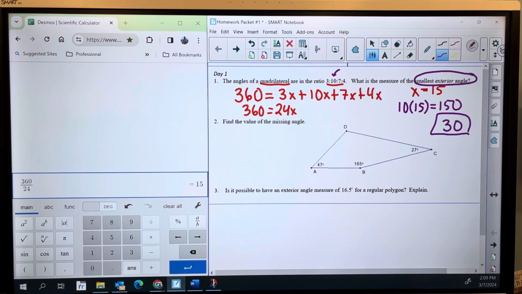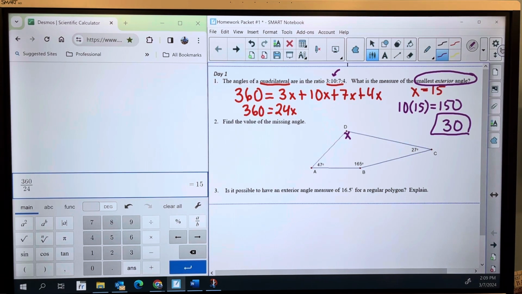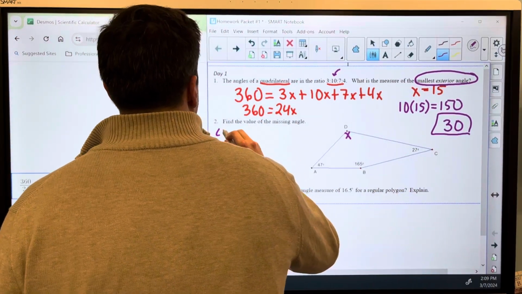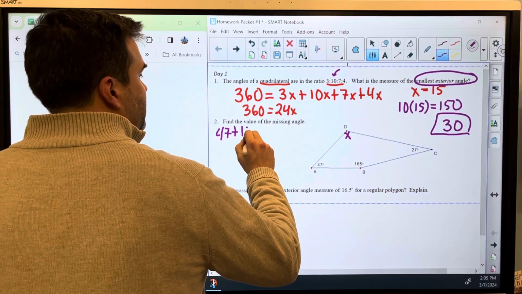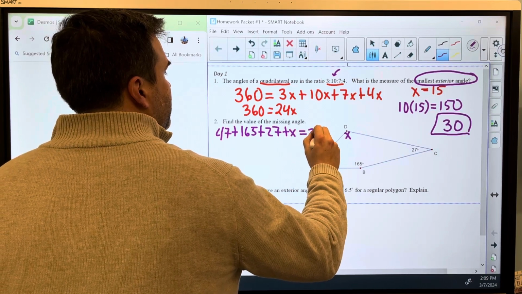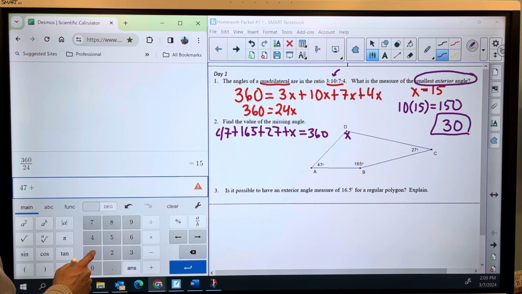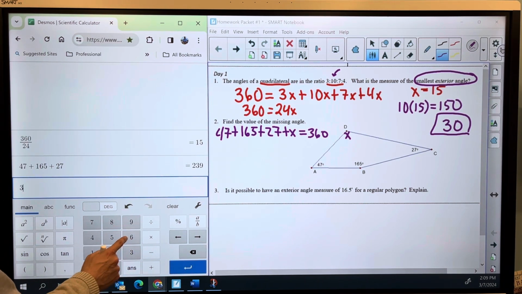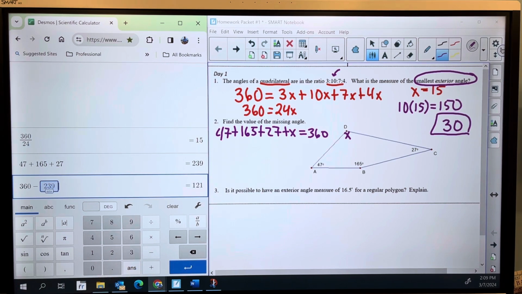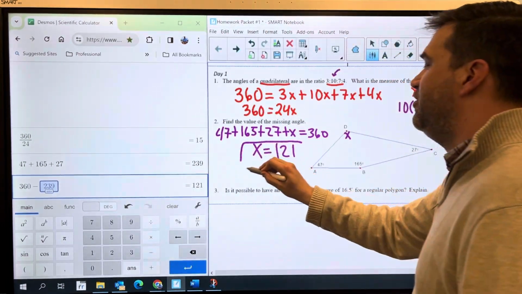Problem number 2, again, we have a quadrilateral, which means the angles need to add up to 360. That's the one I don't know. We'll call that one x. And so we end up with 47 plus 165 plus 27 plus x equals 360. So 47 plus 165 plus 27 is 239. I'm going to subtract that from 360, and we end up with 121. So x equals 121. I'm standing directly in front, sorry.